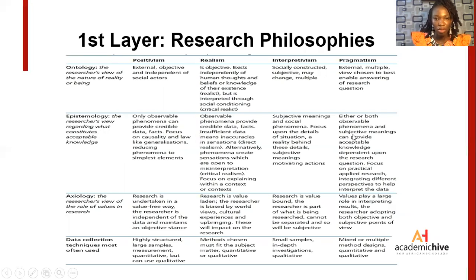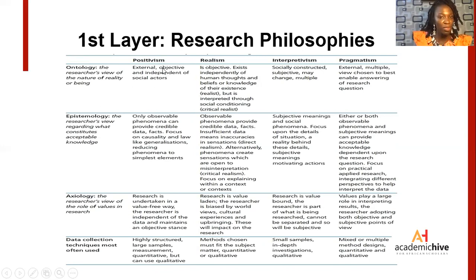Okay, so this was quite a lot of information, and I hope it's quite clear. Like I said, there are different research philosophies. The first is ontology, which is the researcher's view of the nature of reality or the nature of being. Now, these are the assumptions: ontology, epistemology, and axiology are all assumptions, okay? And these assumptions can be applied across different research philosophies.